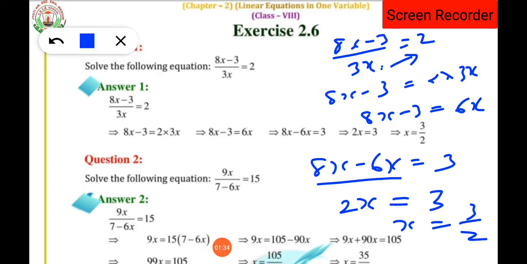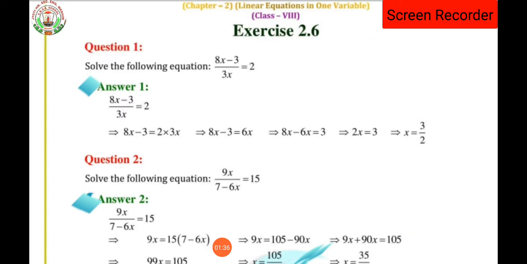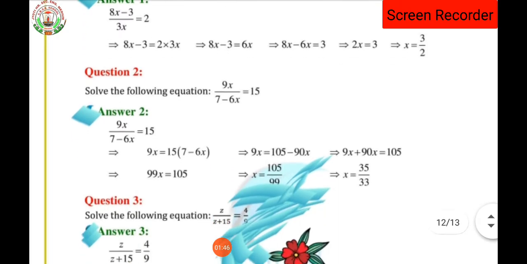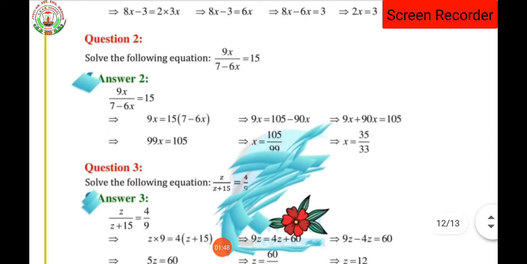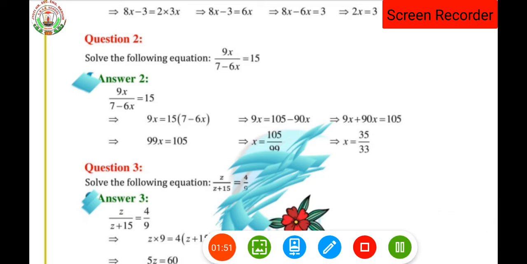Understood? Since in the question it is not asked to check, we are not going to put x is equal to 3/2 in the equation and solve. It is not asked to check, so we will not do it. In the same way we are going to see the next question, number 2.